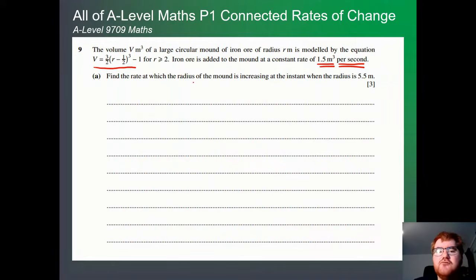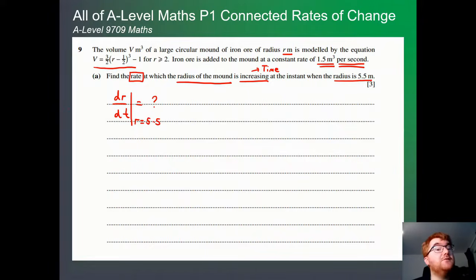Now, find the rate at which the radius of the mound is increasing at the instant when the radius is 5.5 meters. So, lots of important information here. The first thing we need to work out is what rate are we looking for here? Well, we're looking at the radius, which is r. So we're going to be looking at the change in r and how that's increasing. As soon as I say the word increasing, that's going to deal with time here. So essentially we are looking for dr by dt. That's our kind of question mark. And we want to find that derivative at the value of r equals 5.5.